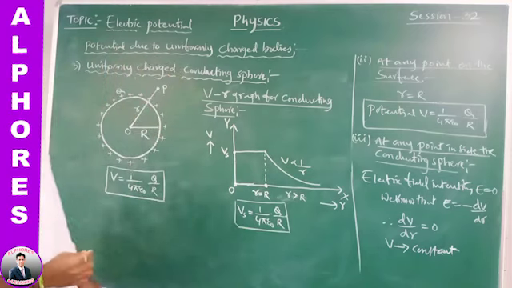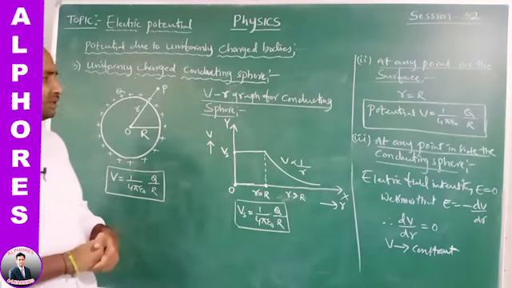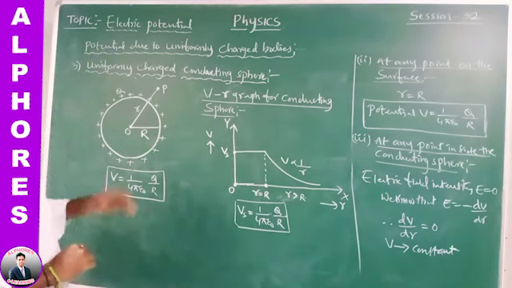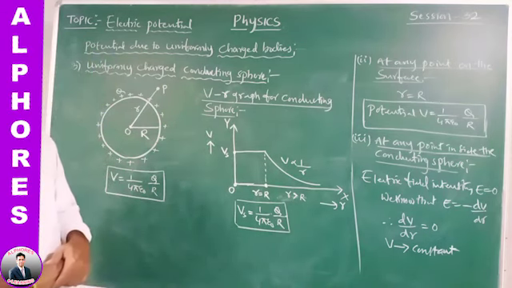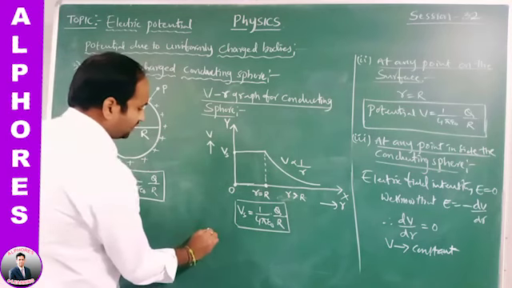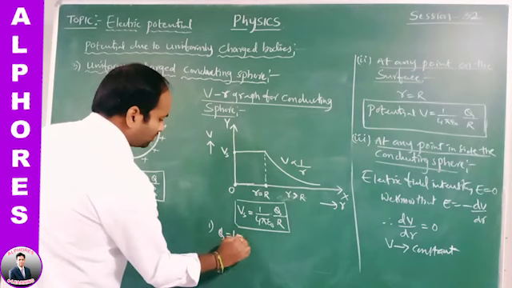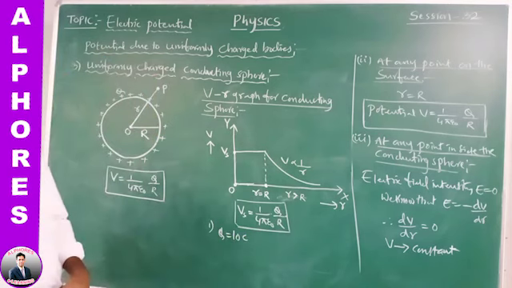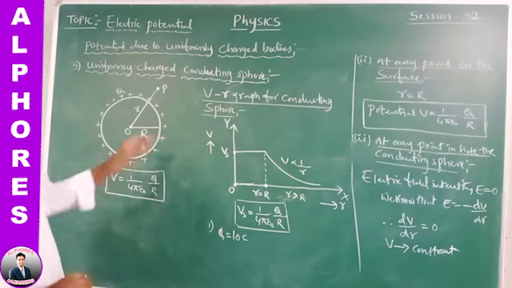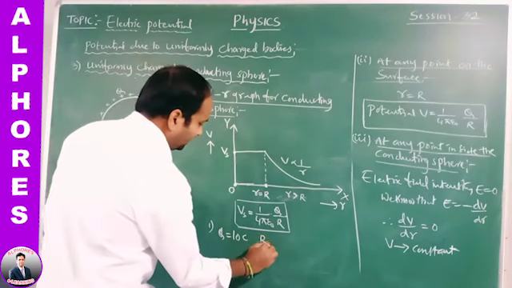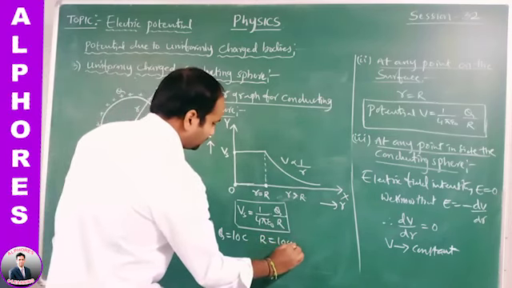If the question is asked like this, for example, 10 coulombs of charge is uniformly distributed over the conducting sphere. Here capital Q is 10 coulombs of charge. The radius of the sphere is 10 centimeters.